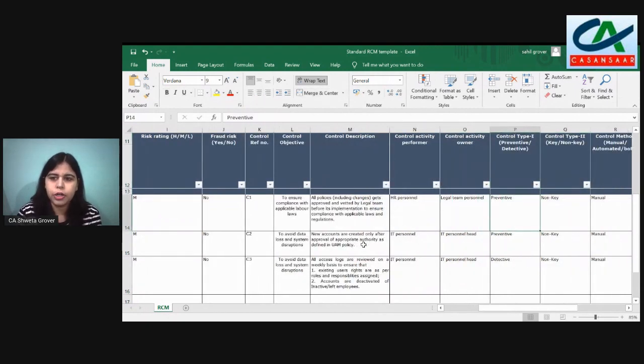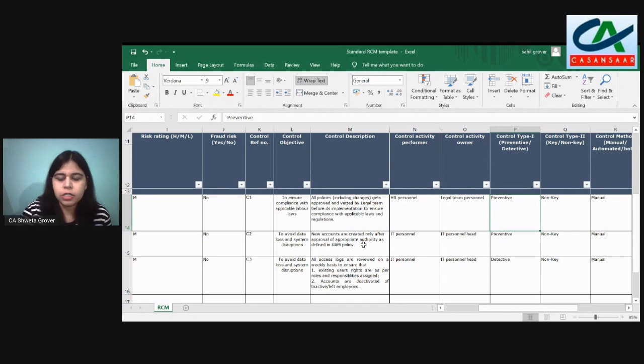Thereafter, we need to mention control type. There will be two types. First is preventive and detective, and second would be key and non-key. When I say preventive and detective, preventive means the control is preventing something which will happen in future. Detective is a control that detects after something has gone wrong.